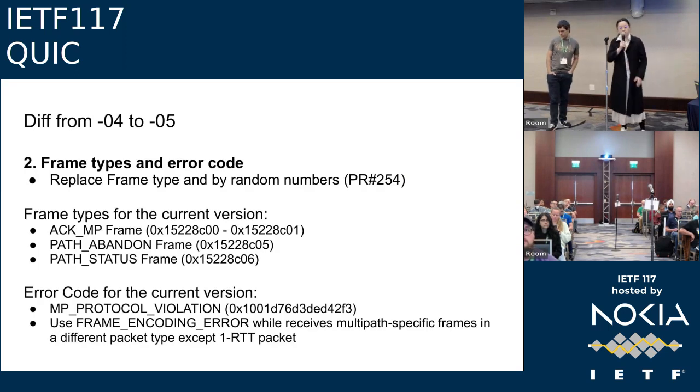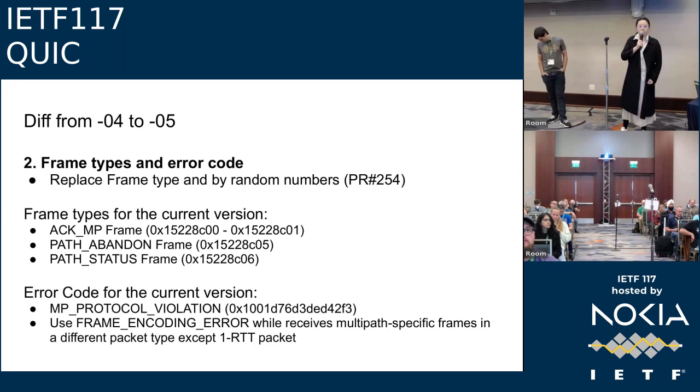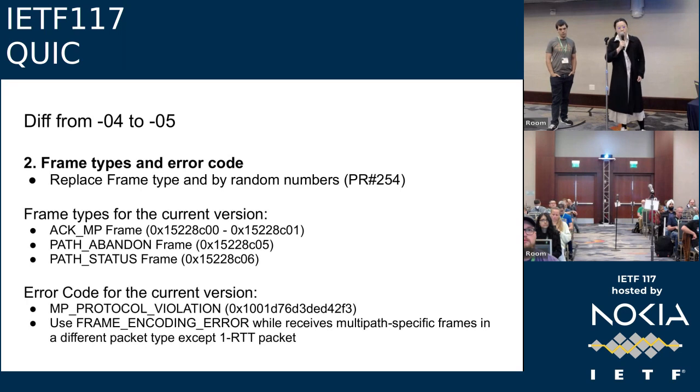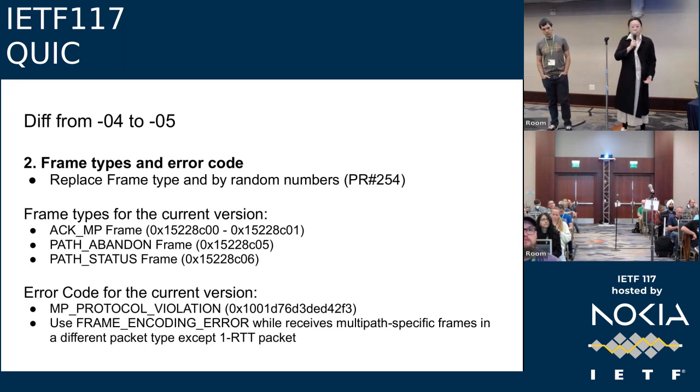The second important thing is that we update the frame types and error code. We replace the frame types with random numbers, and you can see the new types here. And we have applied for the IANA registration for these new frame types. We will get shorter ones before the last call for adoption.